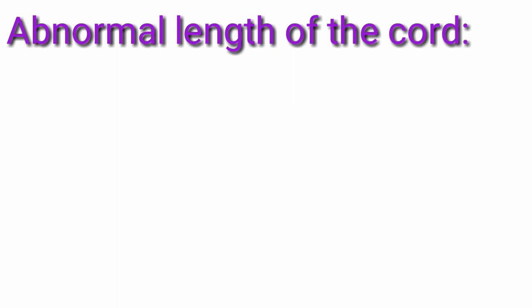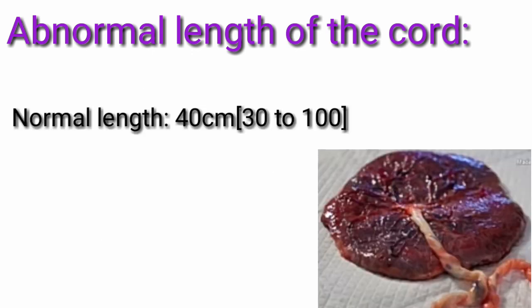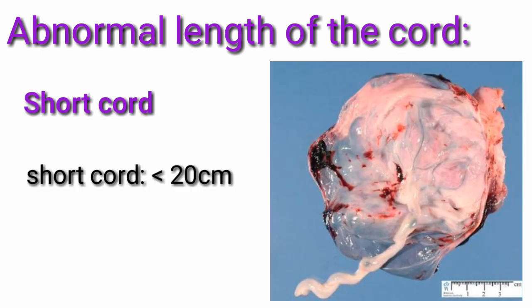Now we can discuss another cord abnormality, due to abnormal length of the cord. It is of 2 types, short cord and long cord. We have already discussed the normal length of the cord. It is almost about 40 cm, but it can vary from 30 cm to 100 cm in length. So we can move on to the short cord. Short cord means the length of the cord is less than 20 cm. Less than 20 cm. Okay. Commonly, this is due to the entanglement of the cord round any fetal part.